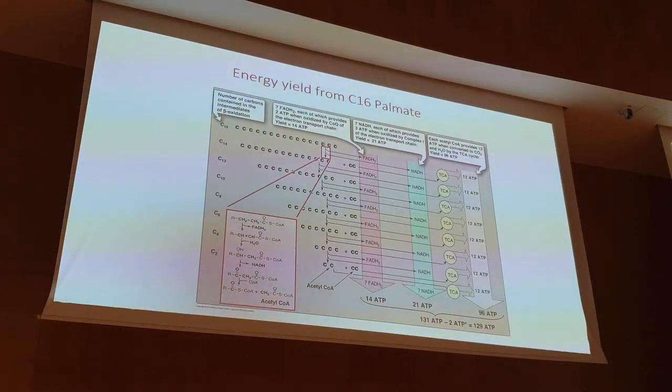I got all my ATPs from the citric acid cycle, and I add the 14, the 21, and the 96. So a C16 fatty acid chain will give me 129 ATP molecules. Does that make sense? Yes? Good.